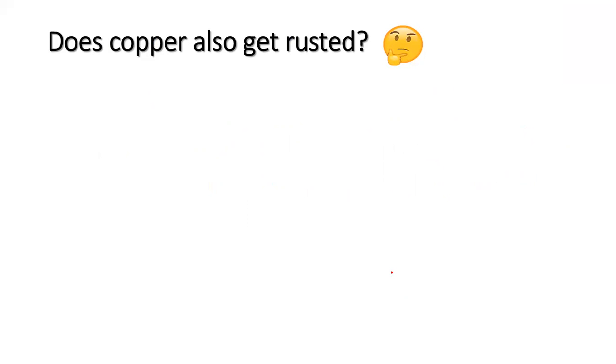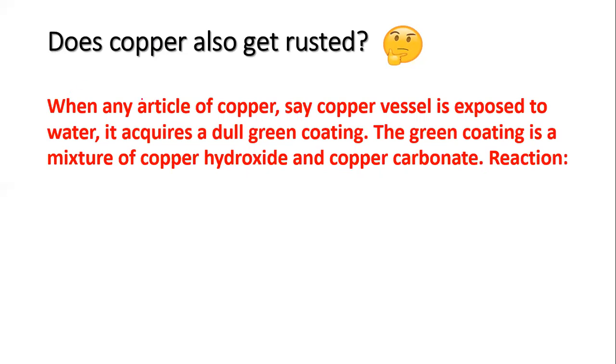Now the question comes, does copper also get rusted? Here is your answer. When any article of copper, say a copper vessel, is exposed to water for a long time, it acquires a dull green coating. Not only water but oxygen as well as CO2. The green coating is a mixture of copper hydroxide and copper carbonate.